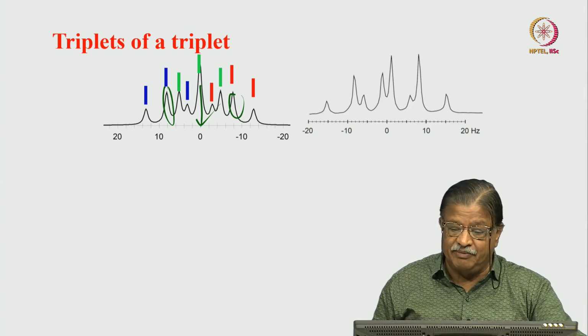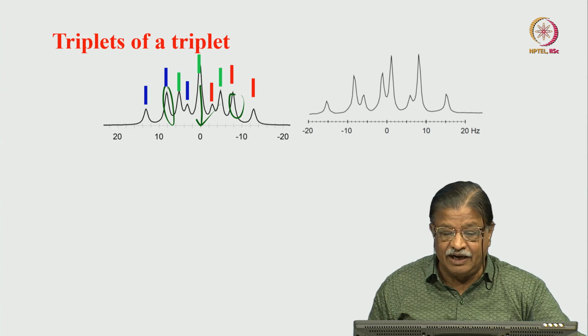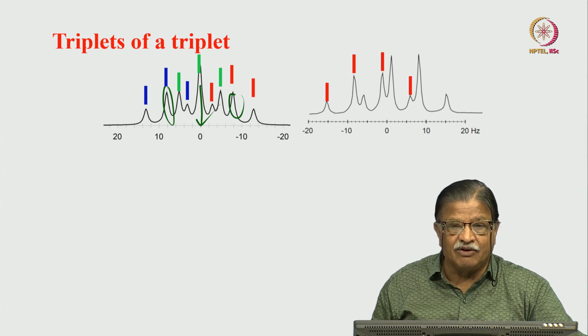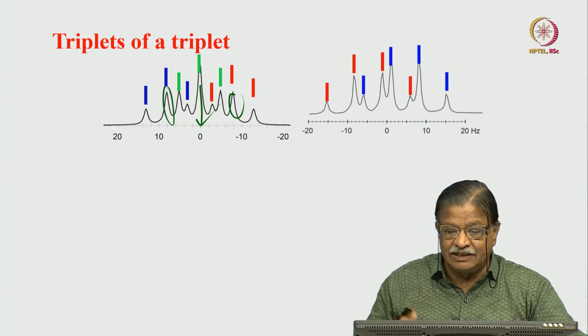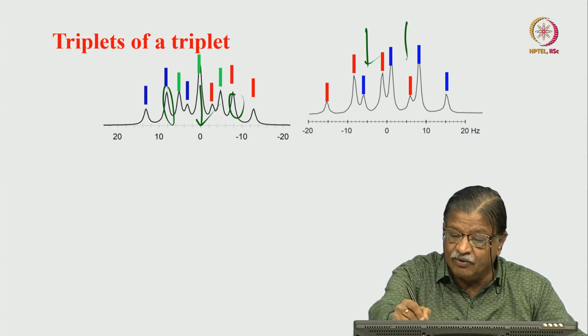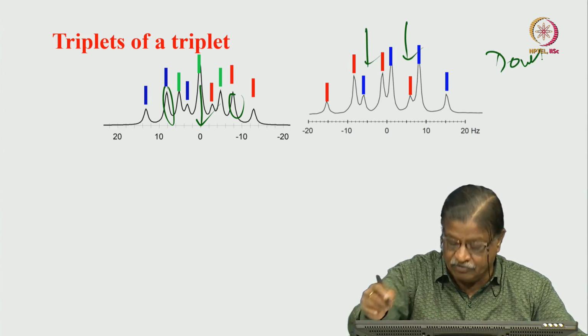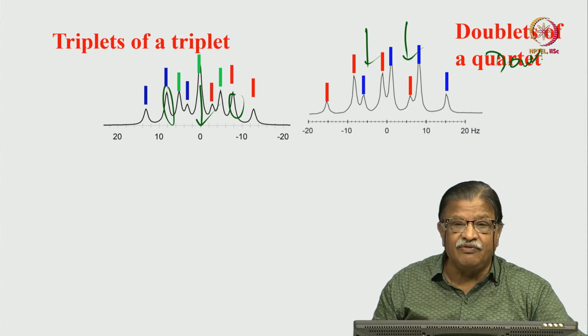This is another interesting thing. If you carefully look at it, you can identify very easily, it is one quartet, another quartet, and then the center of this quartet to the center of this quartet is a doublet. So, what do we call this pattern? Doublets of a quartet.